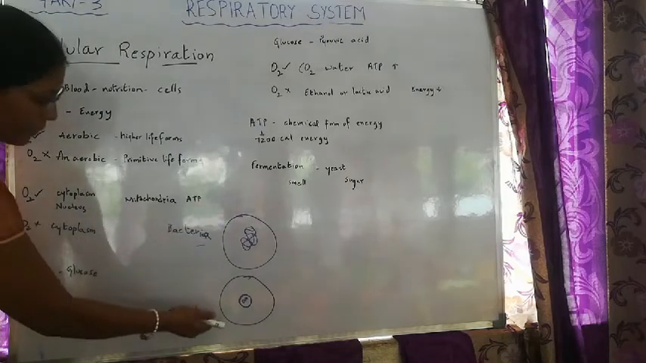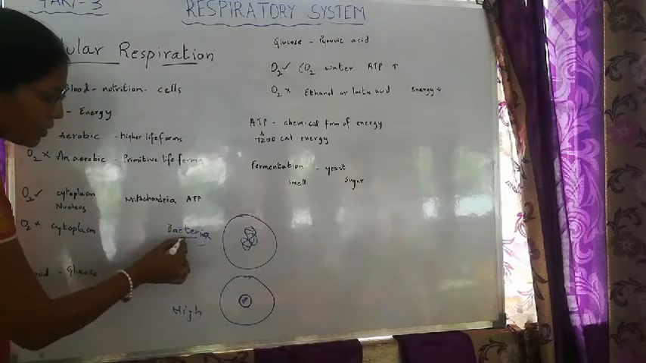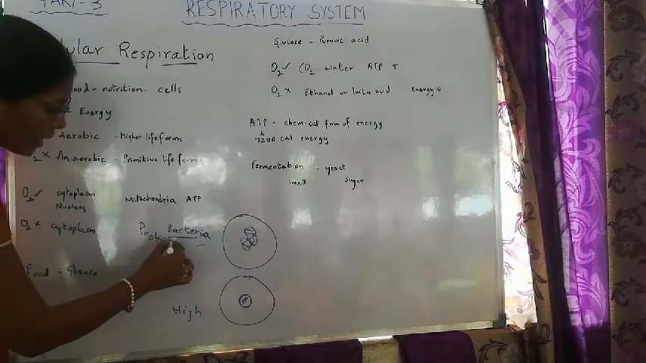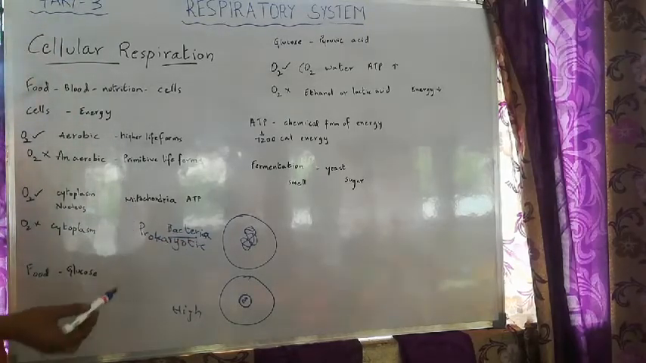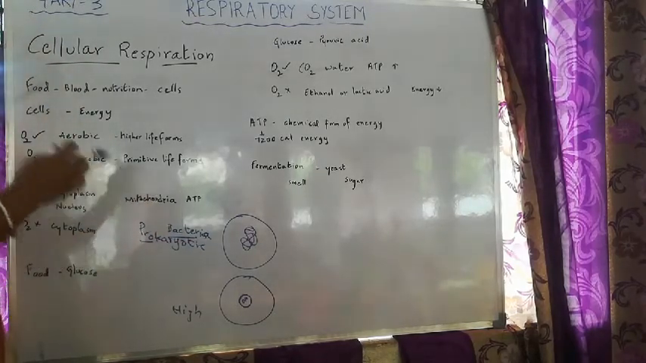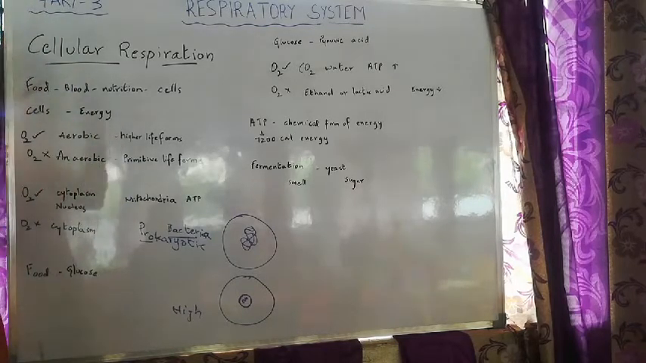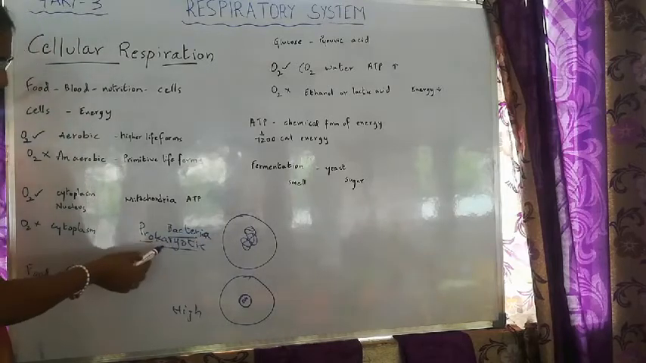Now, there is a special term to call them. If it is this, we call it a prokaryotic cell. Pro means primitive, early form, which came in the beginning, which evolved in the beginning, okay? So, prokaryotic means no nucleus.